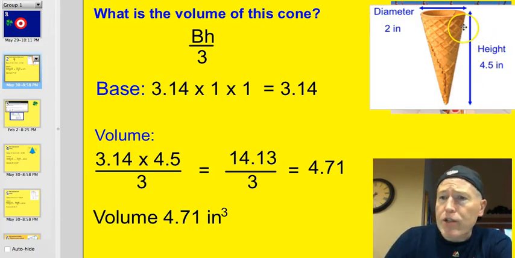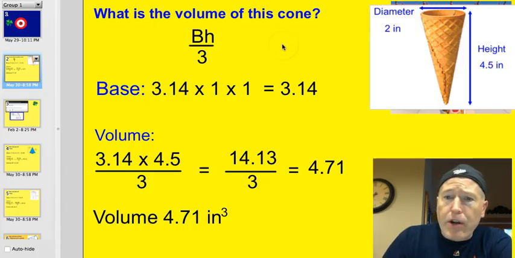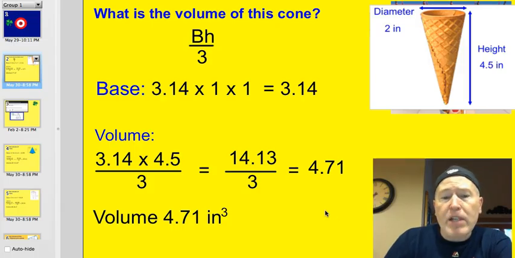So let's take a look at this ice cream cone here, the sugar cone. It has a diameter of 2 inches. Therefore, our radius is 1 inch. So we're going to use the old pirate pi r squared. So we've got 3.14 times 1 times 1 gives us 3.14. Now we're ready to find the volume. So we take that base, 3.14, and multiply it times the height. We have 14.13. Then we divide that number by 3. We have 4.71. The volume of this ice cream cone is 4.71 inches cubed.